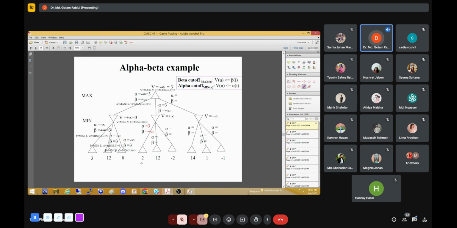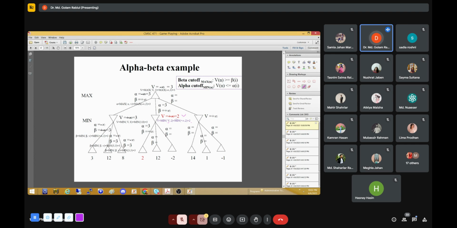Now we have to explore the first node. This is the first node. First node is 3. Sorry, first node is 2. So with this 2, the V is updated. This is the min node, so we take the minimum between the previous V and the 2. Minimum is 2. Okay, so here the V is 2.